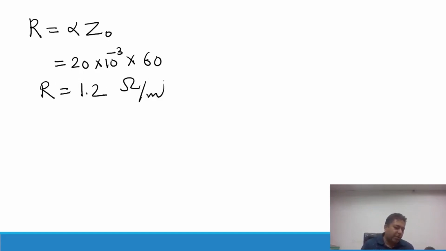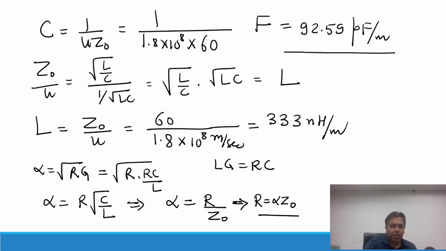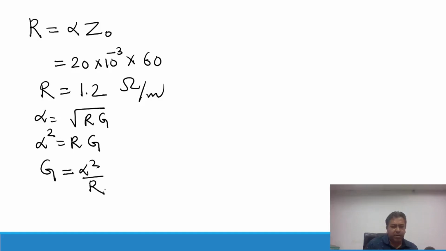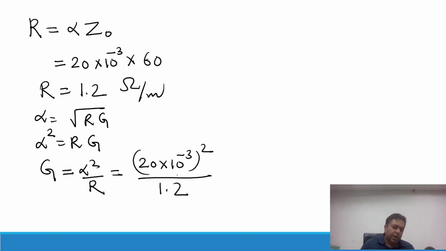Now the conductance value is remaining. How can we write it? Because alpha is equal to root RG, and R is with us, I can write alpha square is equal to RG. So the value of conductance G is nothing but alpha square by R. Alpha is 20 millineper per meter. 20 into 10 to the minus 3 whole square divided by R, which is 1.2. Solving this, the value is exactly 333 microsiemens per meter. So this is the value of conductance.